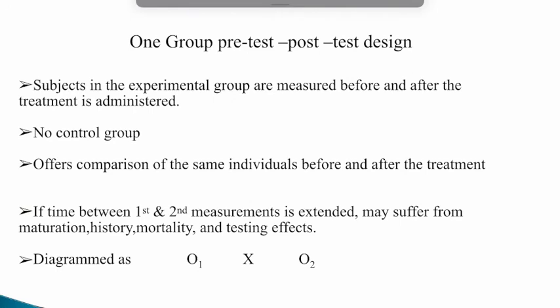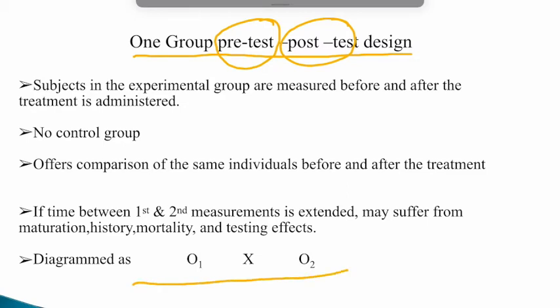Let's move on to another type of pre-experimental design, that is the one group pre-test post-test design. Now here you can see we have included pre and post, so definitely we'll have two observations. As you can see in the diagram, I'm underlining the last point of this slide, that is O1 and O2. So we have one observation before the experiment and one after the experiment. In this design, usually the subjects, the experimental group, are measured before and after the treatment. Now here we have a comparison.